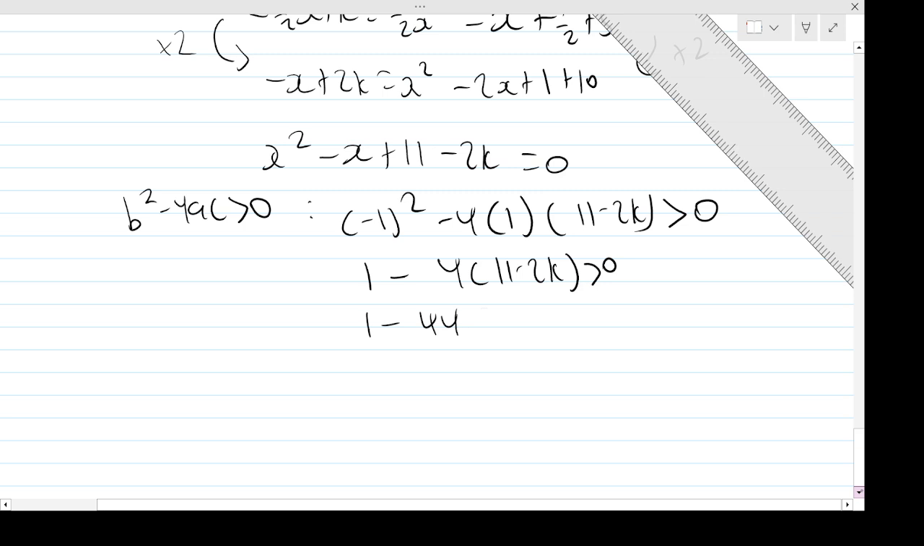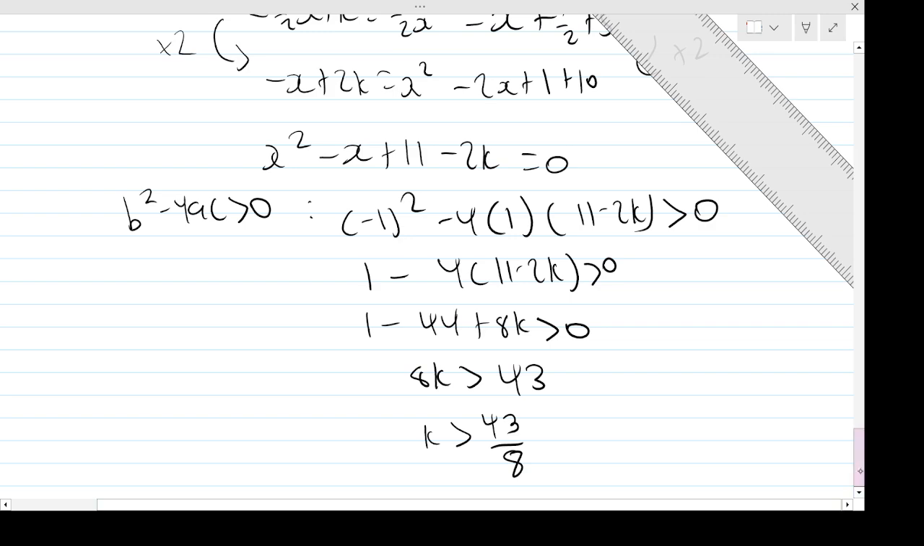And then we get a minus 4 times minus 2k. That's going to be plus 8k. And therefore we could say if we add 8k then, well, 1 minus 44 is negative 43. So then that would be greater than 43. Okay, if we move the minus 43 to the other side, and then therefore k is going to be 43 over 8.